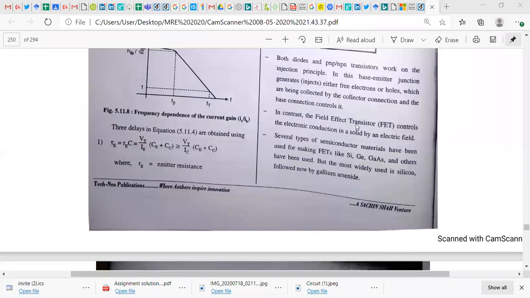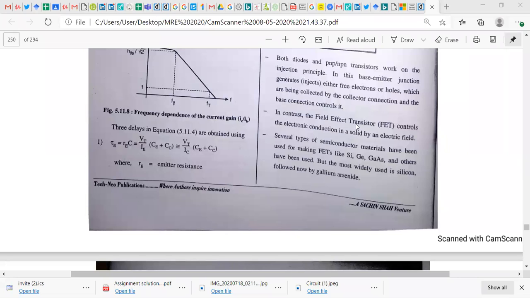Shakil, difference between BJT and FET. Maruti, yes. Sophia, what is the difference between BJT and FET? BJT is a current control device and FET is a voltage control device.